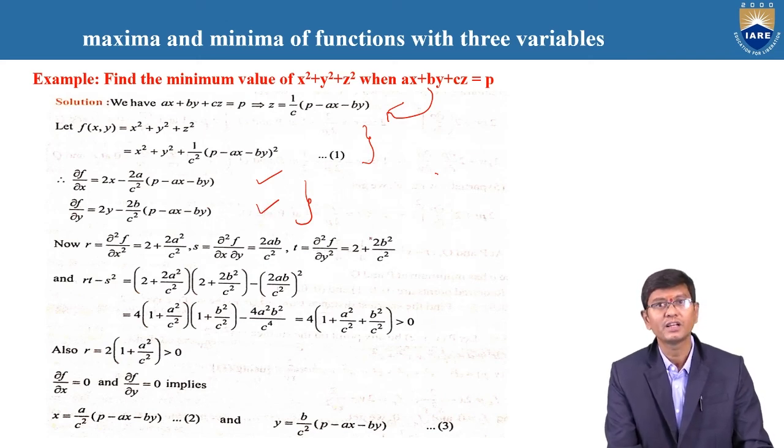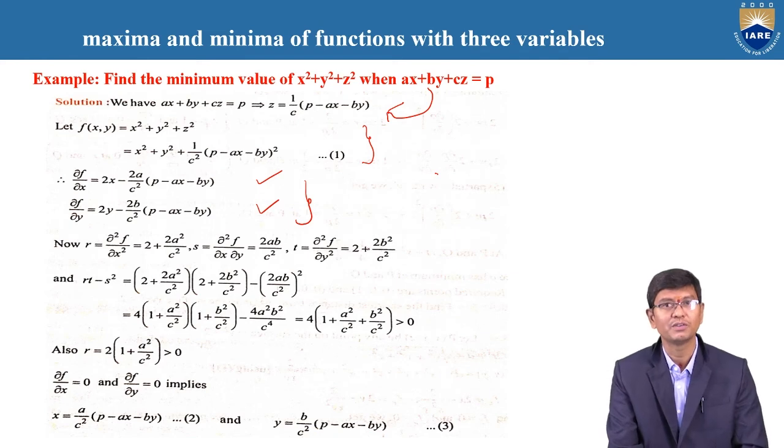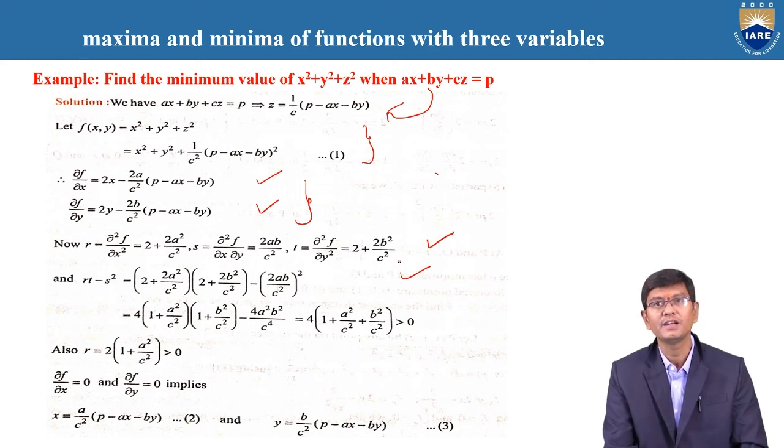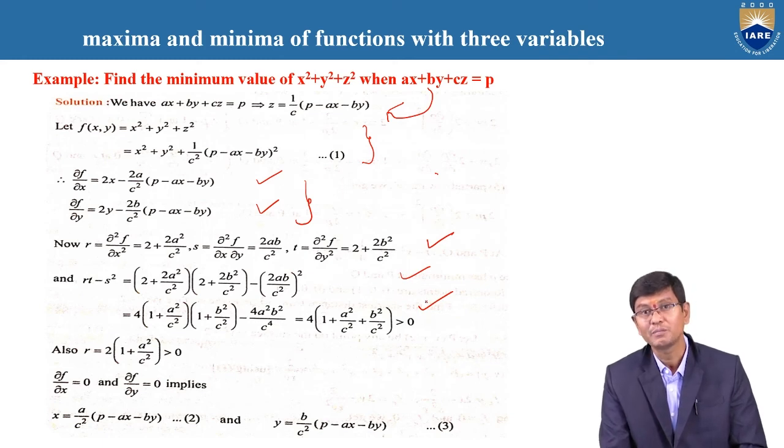Now, we need to solve dou f by dou x and dou f by dou y equal to 0. Before going further, we need to find the values of dou square f by dou x square, dou square f by dou x dou y and dou square f by dou y square. With the help of those, once again we need to calculate rt minus s square, that is ln minus m square.